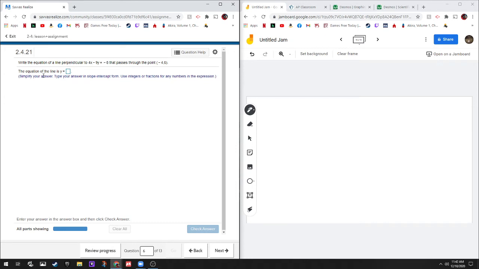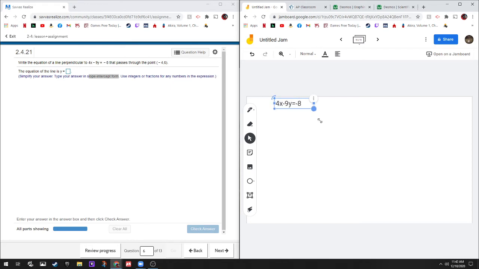Write the equation of a line perpendicular to this that passes through this point. They want me to type my answer in slope-intercept form, so I have to use slope-intercept form. I don't like it when they make me do one or the other, because I don't think that's fair. I think I should be allowed to pick whichever one I think is easier for the situation.